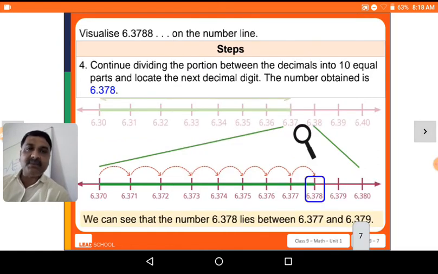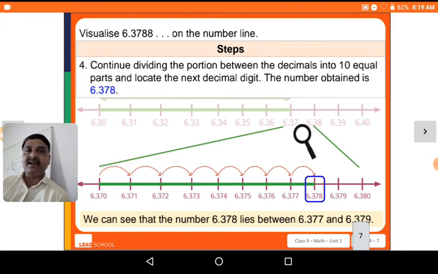This is step number 4: between 6.37 and 6.38 we have to move ahead to the digit 8. So after 6.370, going 1, 2, 3, 4 and so on, we get 378. Then we can see that the number 6.378 lies between 6.377 and 6.379.